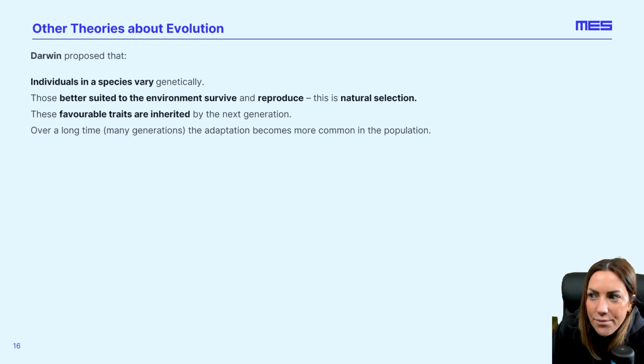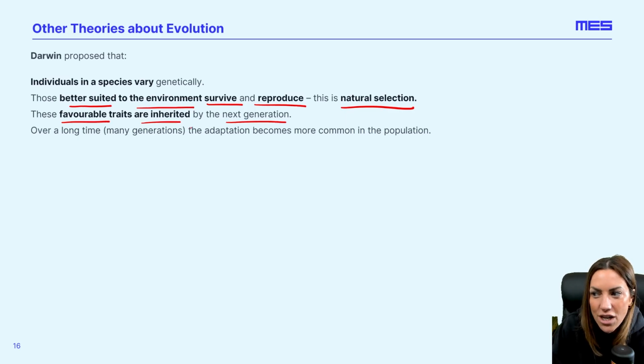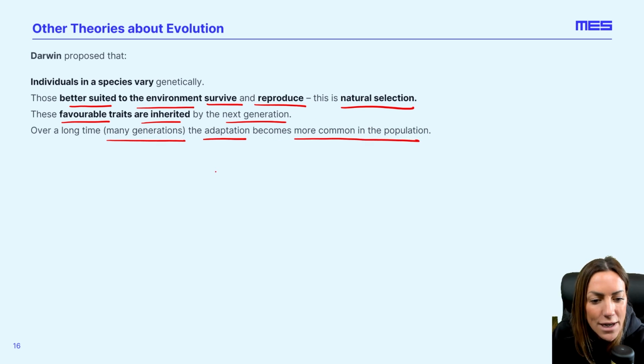In summary, he's saying that individuals in a species vary. There's many differences. The ones that are better suited to the environment are more likely to survive and reproduce, passing on their genes. That's basically natural selection in a nutshell. They pass on their genes or their favourable traits to the next generation. And this is repeated over many generations until you see the beneficial adaptation become more common in the population.